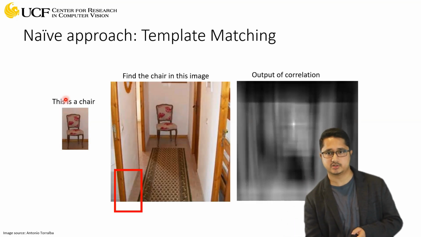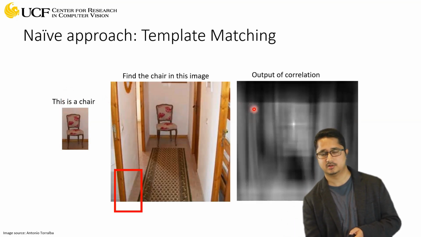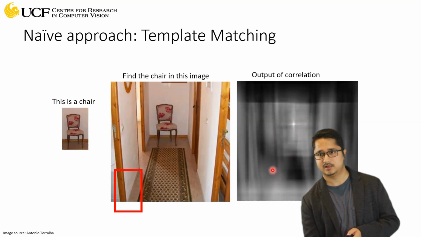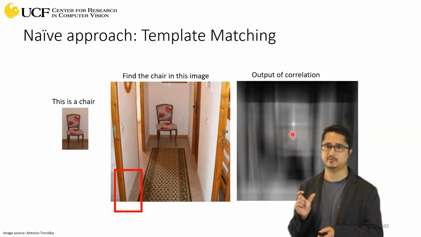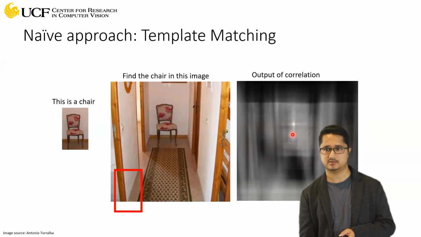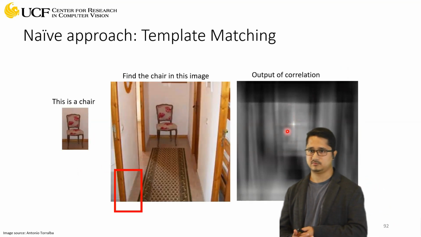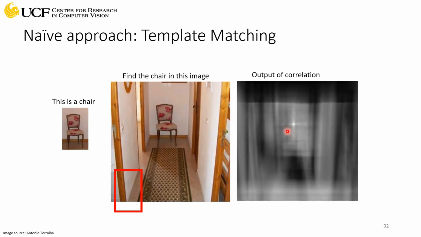So for each location, if you try to estimate that number, you will get something like this. The dark regions are saying it's not similar. The light regions are saying it's kind of similar. And here at this particular location, you have a very high value, which means very high similarity. And we can use that estimate to say that this chair is actually present at this location. So this could be a very, very simple algorithm, and this is performing object detection for you.